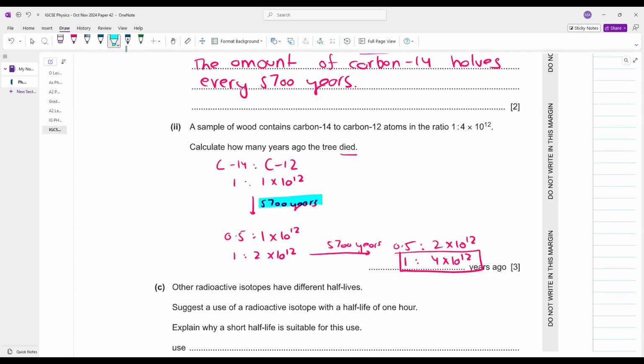How many years have passed by? 5,700, 5,700 plus कर दो. Plus 5,700. Total क्या हो जाएगा? 11,400 years is your total amount of years. Simple.